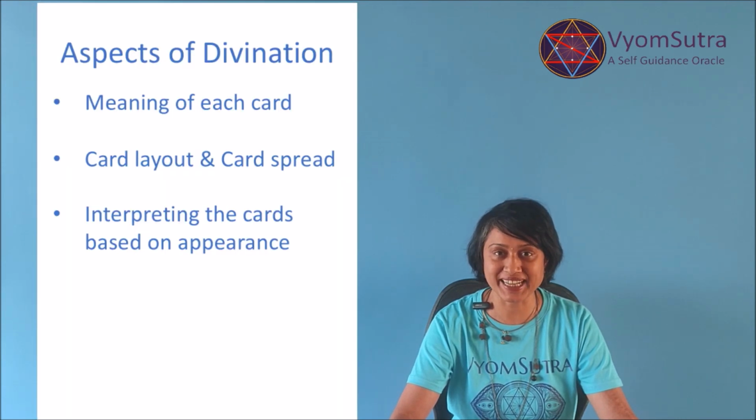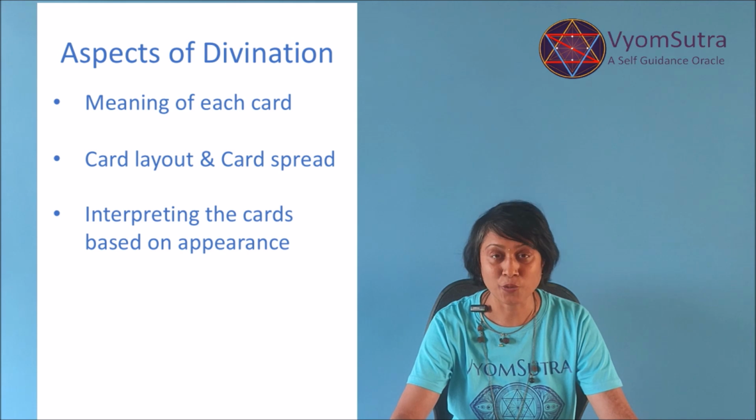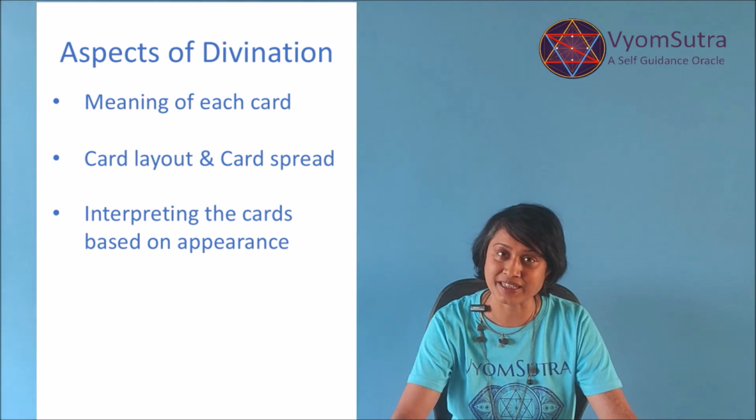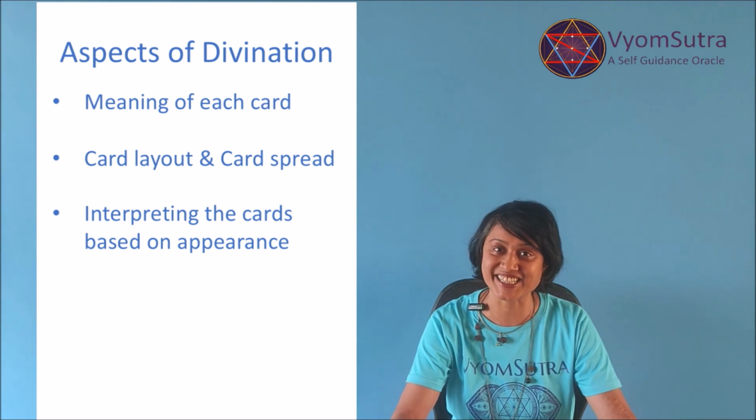Hi friends! So remember in the first chapter we had spoken about the three main aspects of divination through tarot. Number one being knowing the essence and meaning of each card in the tarot system, which we have already covered. Number two is to understand the concept of card layouts and spreads, which we will be covering in this session. And number three is to interpret the card based on its appearance and orientation in a given position in the spread, which we will also be covering in this session.